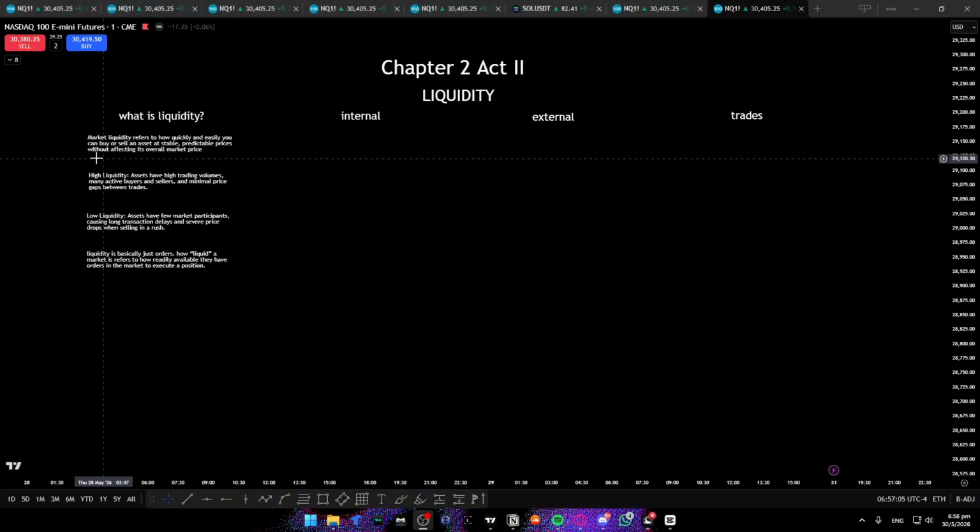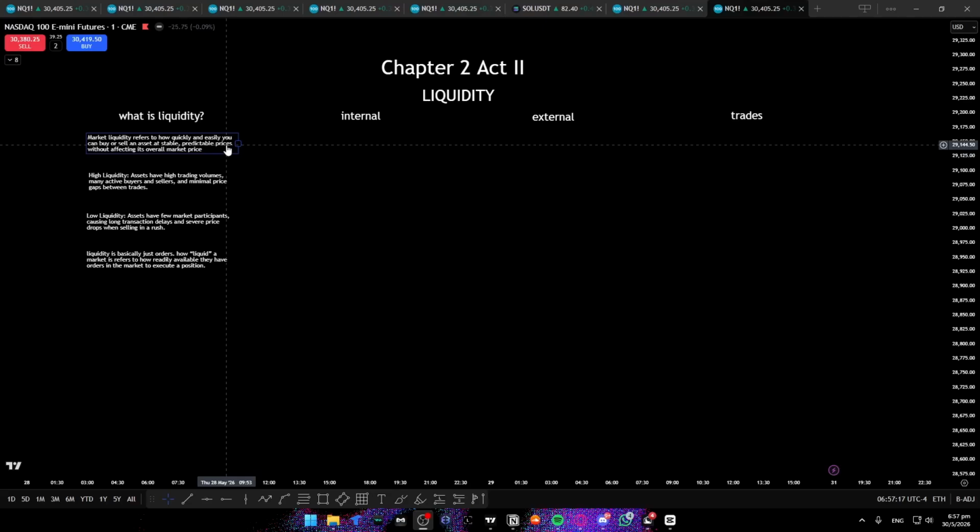And so market liquidity refers to how quickly and easily you can buy or sell an asset at a stable, predictable price without affecting its overall market price. Basically, if I were to place one order on the Nasdaq, it would probably move like nothing. Unless I place like 3,000 contracts, then probably it will move a bit, I guess. But if I were to place just one order, no, it won't do anything. So that's what it means.